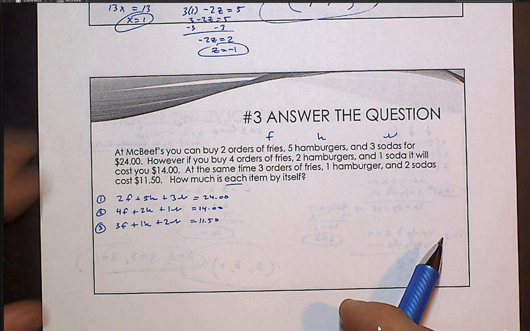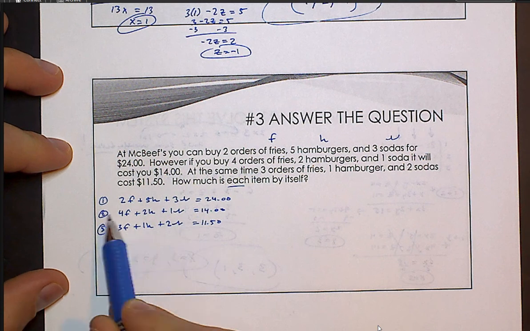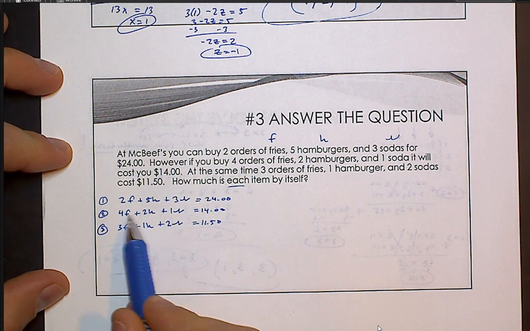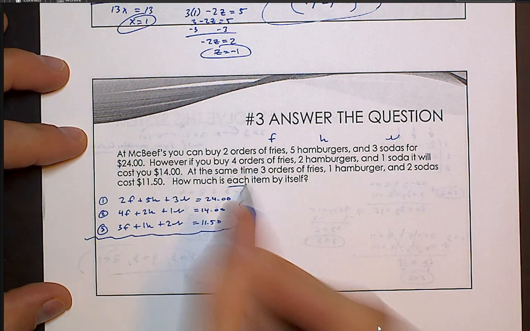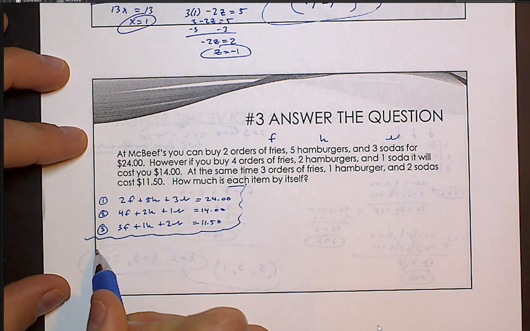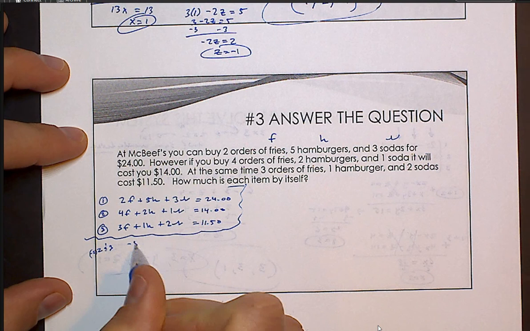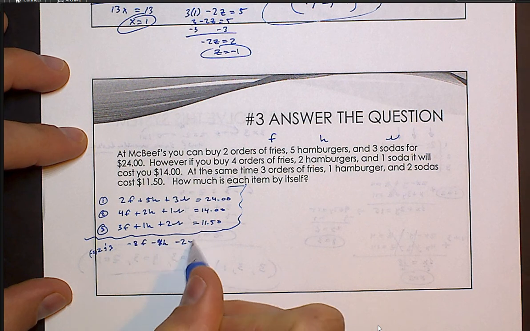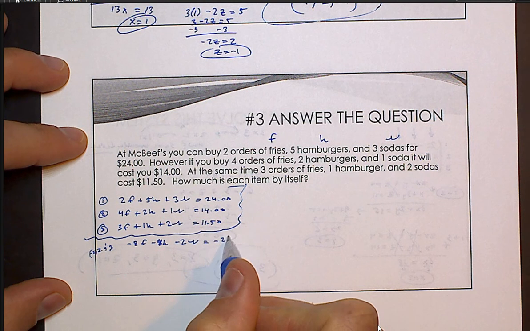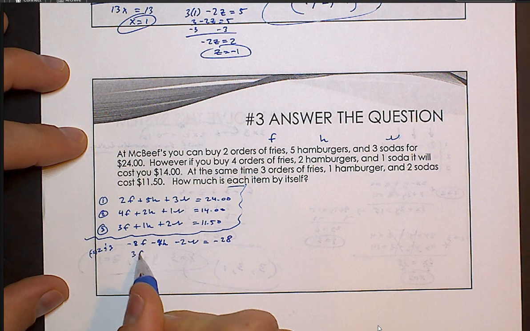I'm going to try to get rid of my S's. When I look at my S's here, I see equation 3 and equation 2. I'm going to multiply this first equation by a negative. So I'll kind of box this up so it doesn't get in the way. But I'm going to times equation 2, so I'm going to go 2 and 3 here. And I'm going to multiply by a negative 2 on equation 2. So it'll be negative 8F minus 4H minus 2S equals negative 28, because I multiplied everything by negative 2. And then the bottom one's just going to stay the same.